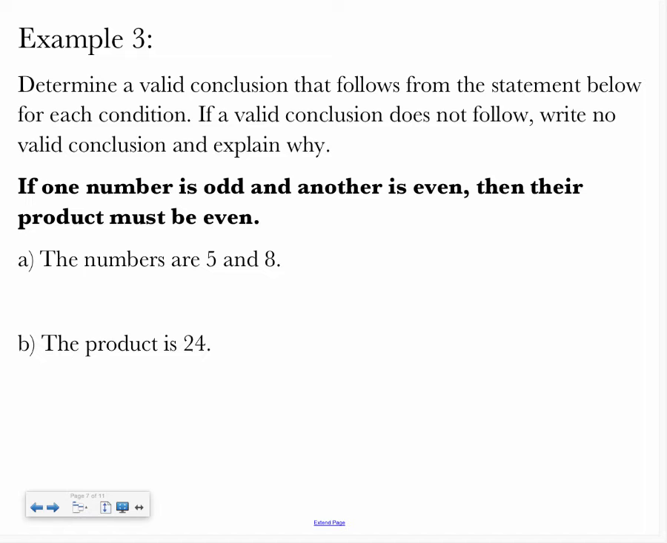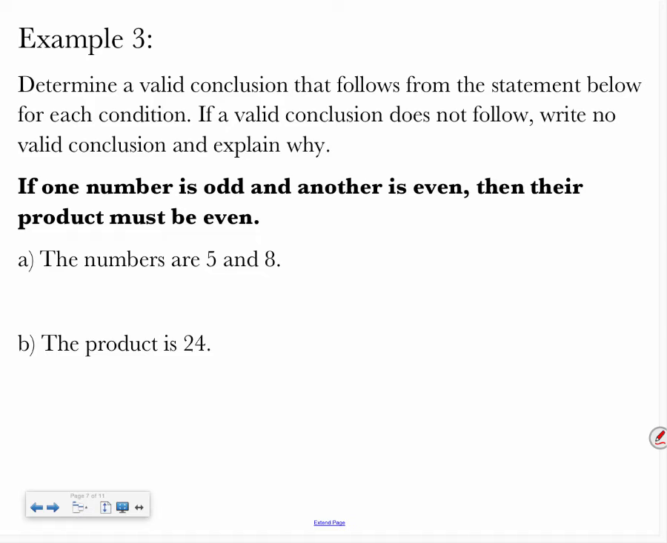Okay, so we want to determine a valid conclusion that follows for each statement below for each condition. If a valid conclusion does not follow, so if A and B don't make sense, we're going to say no valid conclusion and explain why. Alright? So let's look at letter A. The numbers are 5 and 8.